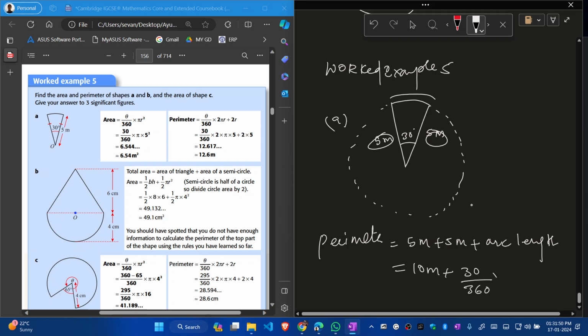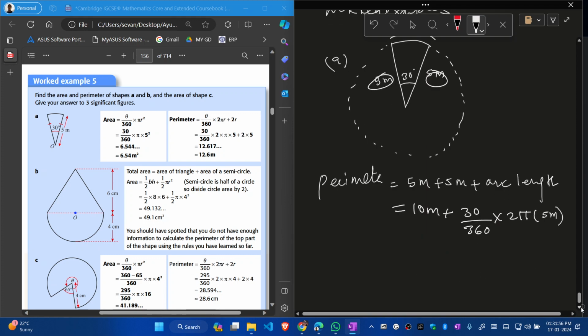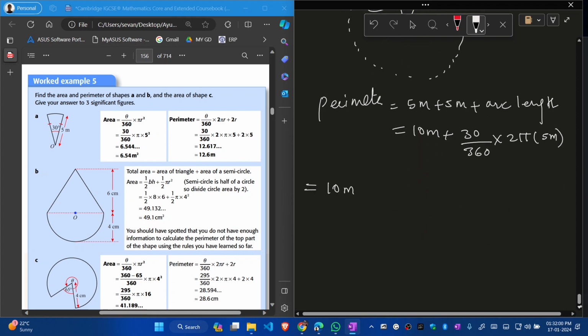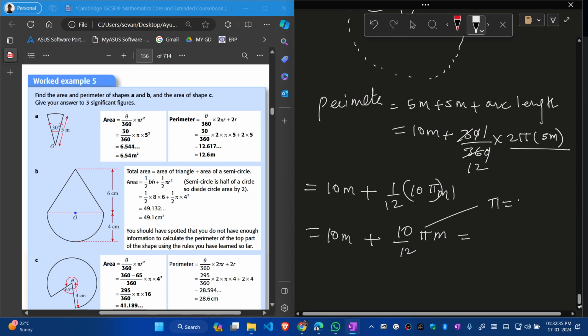The arc length is 30 over 360 into 2 pi r, where r is again 5 meters. So it is basically 10 meters plus, you cancel the zero, and 3 into 12 gives 1 over 12 of 10 pi. So the perimeter is 10 meters plus 10 pi over 12 meters. The answer you can calculate by choosing an appropriate value of pi, for example 3.14.